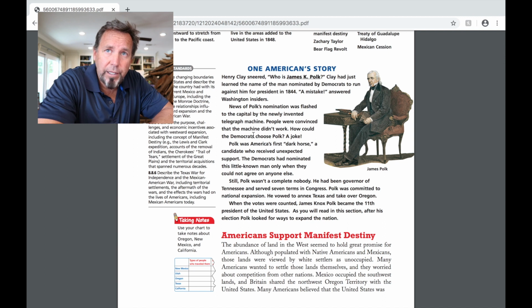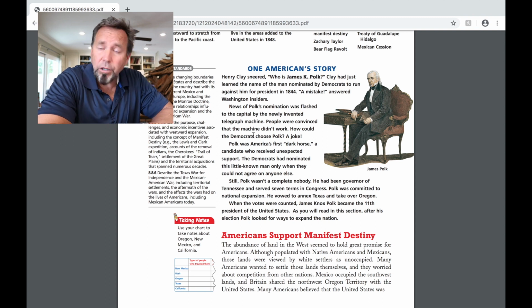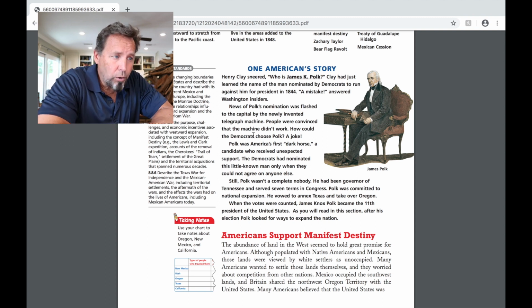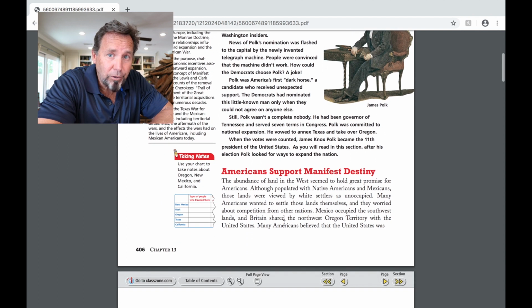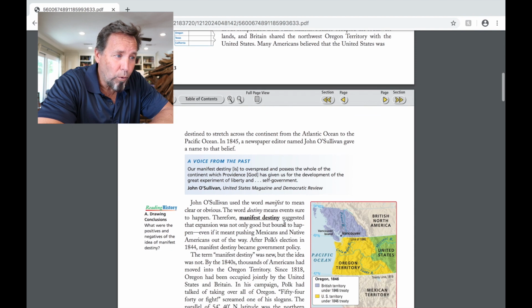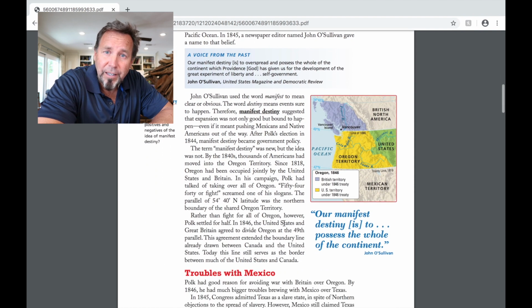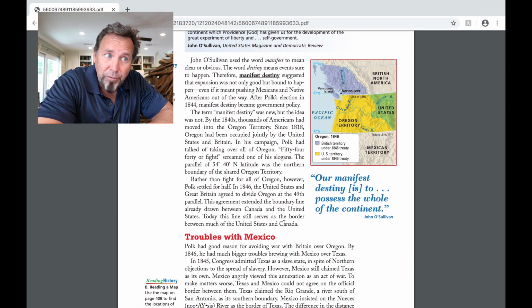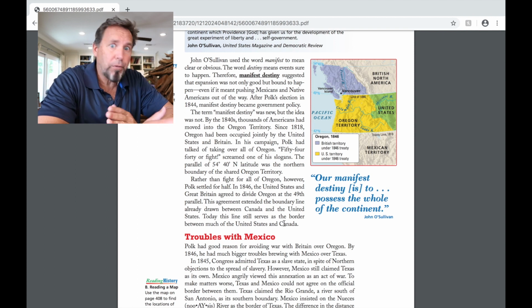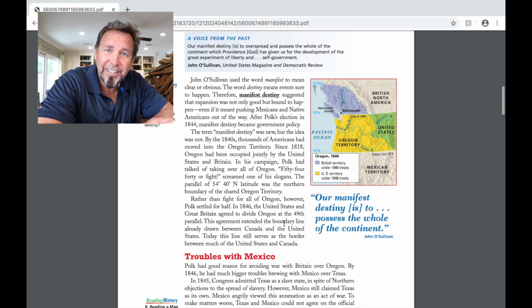Oregon was jointly controlled by both the British in Canada and Americans who had moved to Oregon. But Polk argued that if you elect me president, if they don't give us all of Oregon, then we're going to go to war with Great Britain again. So imagine that, if they had gone to war with Great Britain over Oregon a third time, the American Revolution, the War of 1812, and now a third war with Great Britain over Oregon.